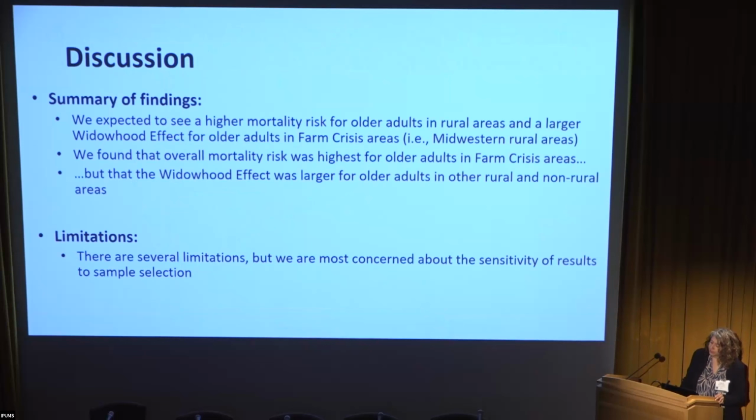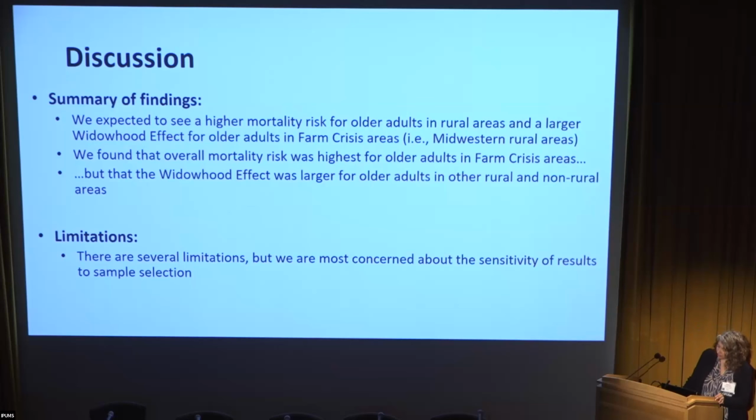In sum, we expected to see a higher mortality risk for older adults living in farm crisis affected communities, measured here as Midwestern rural areas, and we expected to see a larger widowhood effect for older adults in Midwestern rural areas. What we found was that, as expected, the overall mortality risk was highest for older adults in farm crisis affected communities, but that the widowhood effect was largest in non-rural areas.